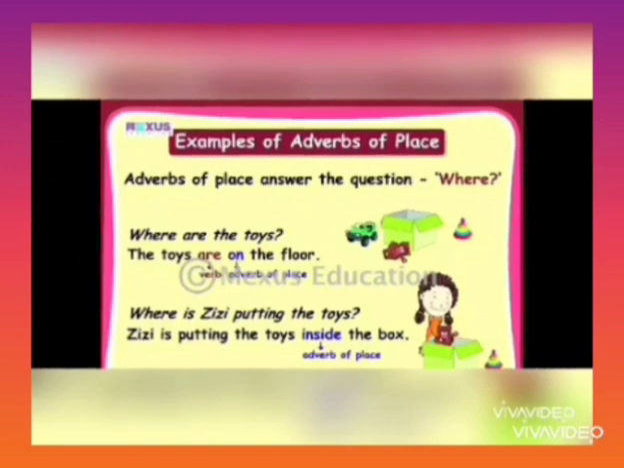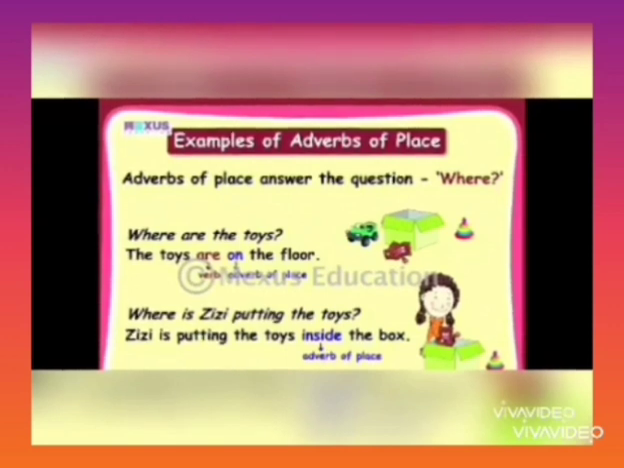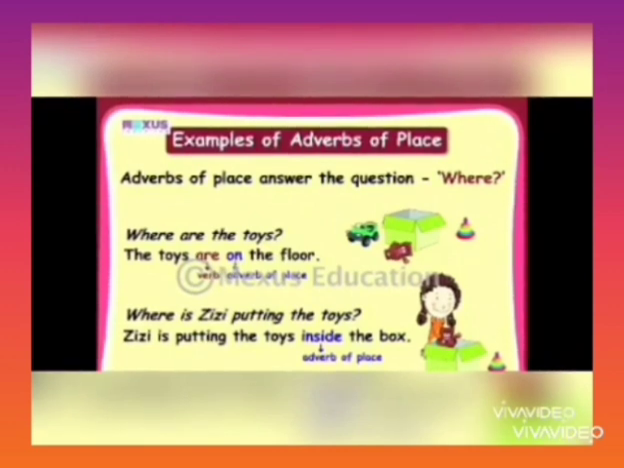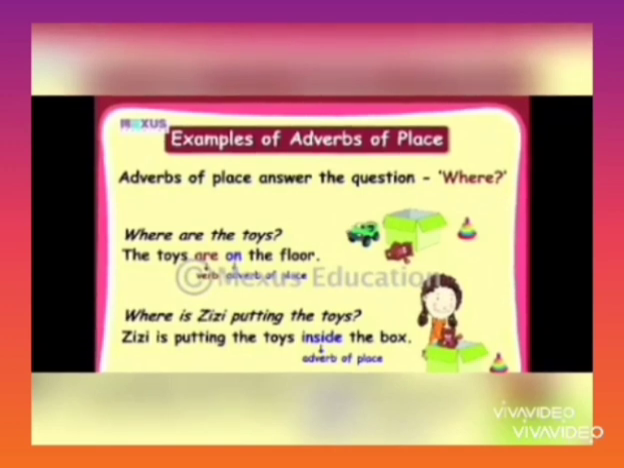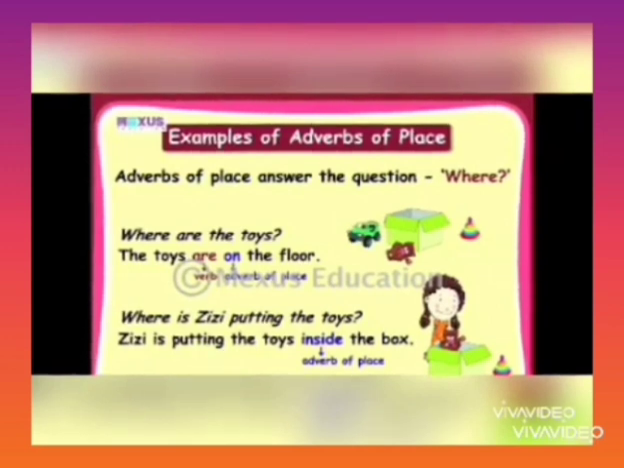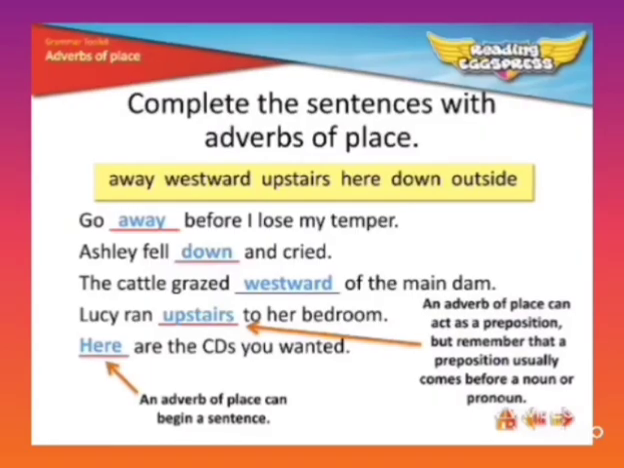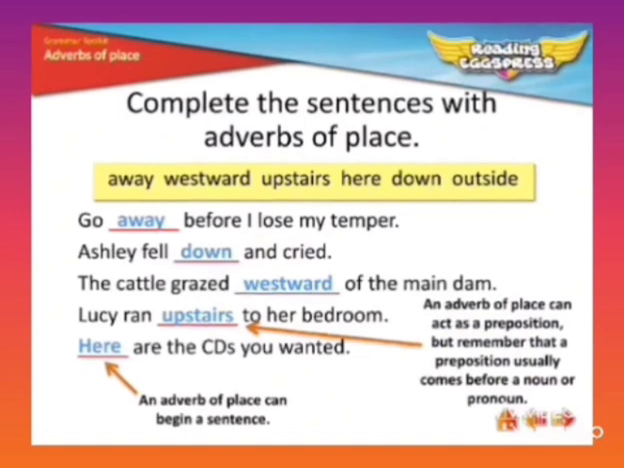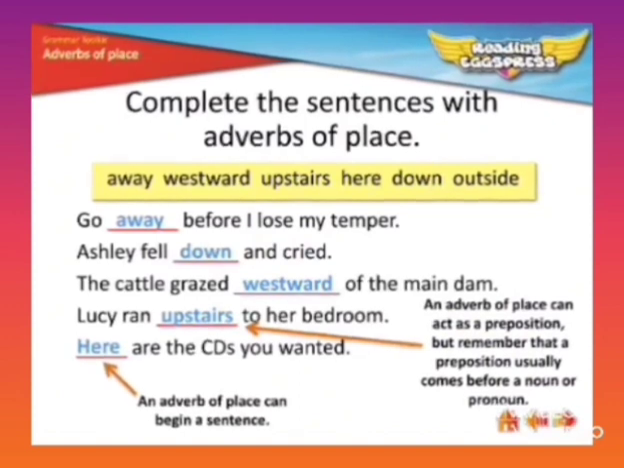Now adverb of place. Adverbs of place answer the question where. Where are the toys? The toys are on the floor. Look, the toys are on the floor. Where is Zizi putting the toys? Zizi is putting the toys inside the box. So here, on and inside, these are adverbs of place. So now you can understand that adverb of place answers the question that starts with where.